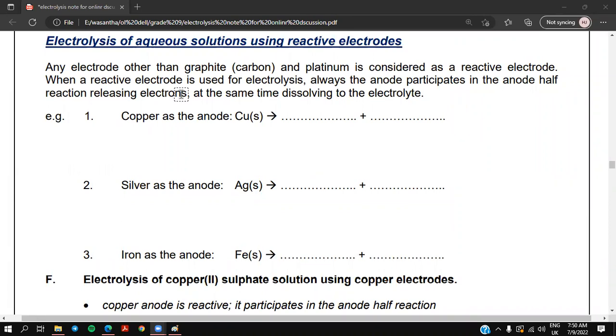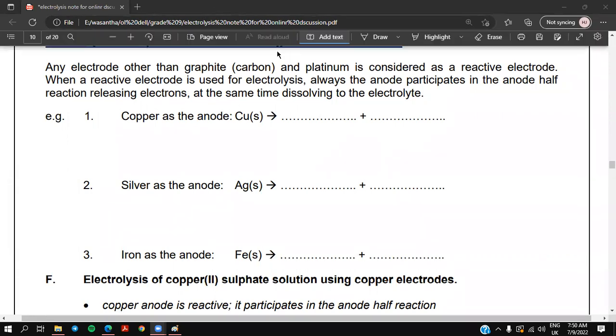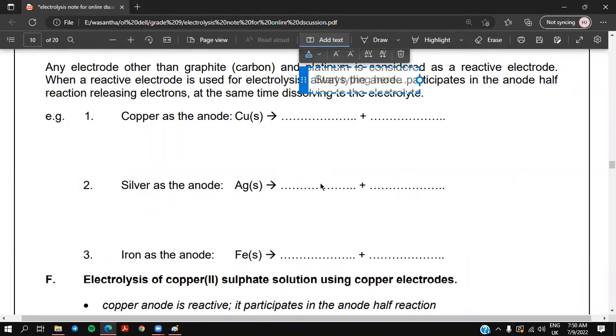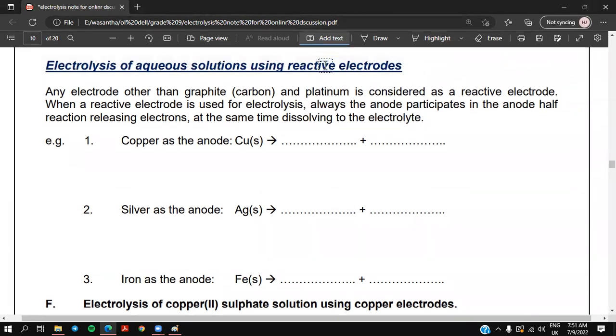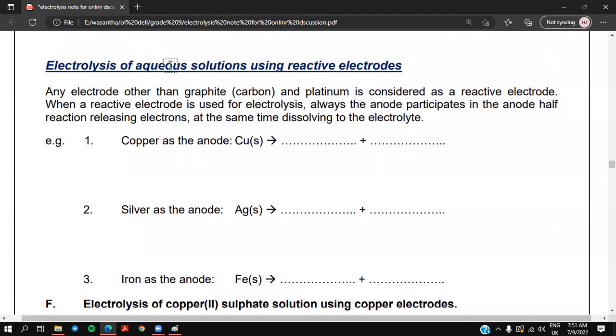We are going to discuss how electrolysis systems work when we use reactive electrodes. The heading says electrolysis of aqueous solutions using reactive electrodes.